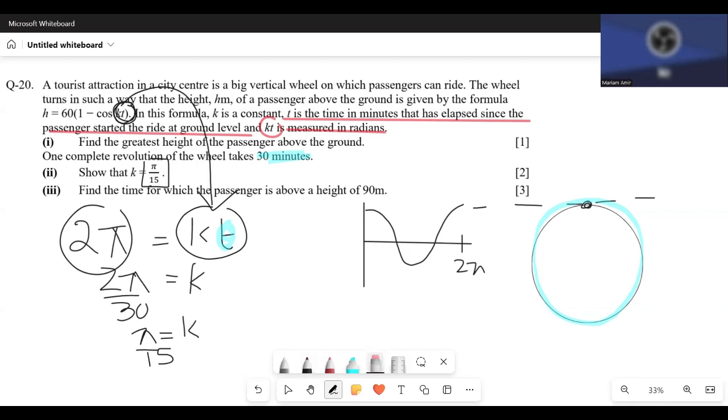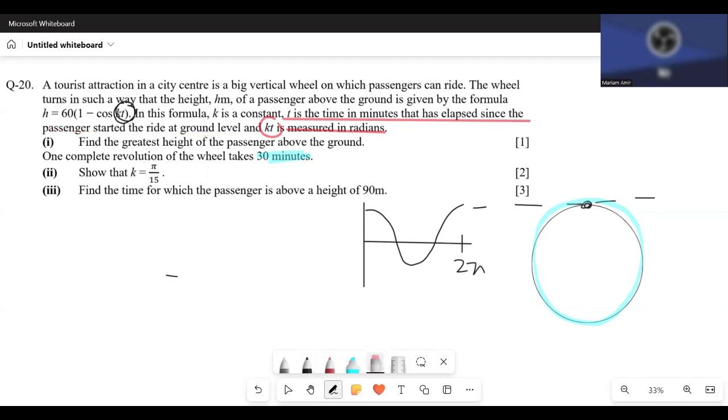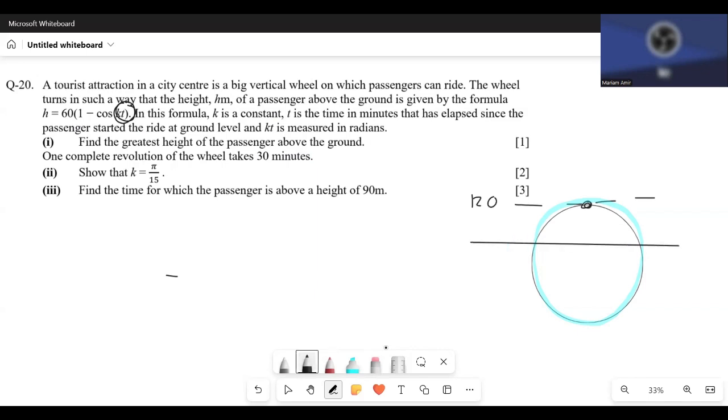Next part says, find the time for which the passenger is above the height of 90. Okay, this was a height of 120. Let's say height of 90 is somewhere over here. If passenger is here, the height is 90. Or when the passenger is here, the height is 90. That means the passenger reaches this height twice while moving in the Ferris wheel.